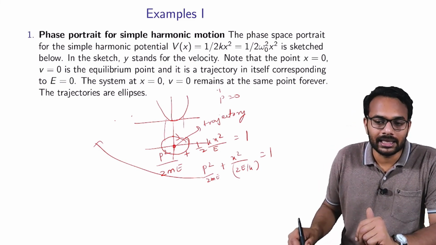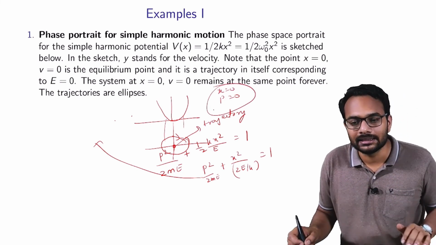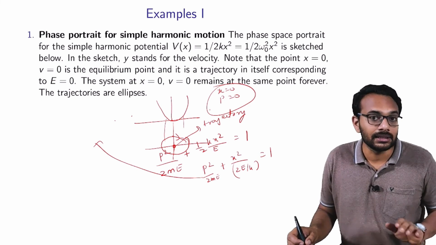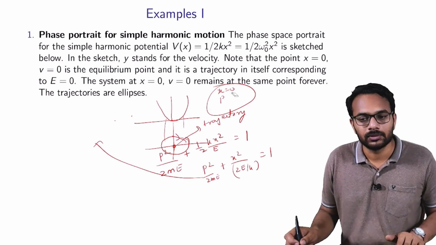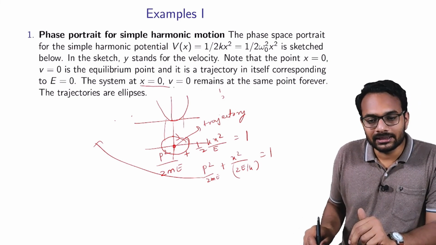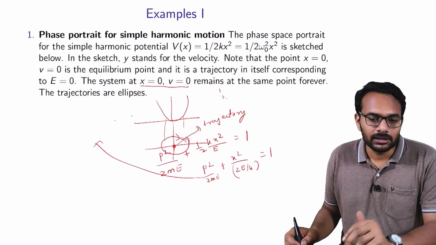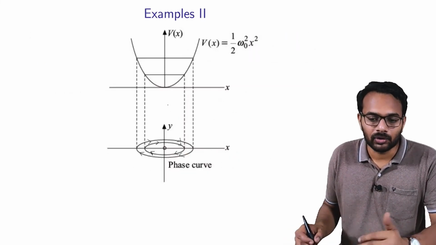P equal to 0 and x equal to 0 corresponds to a particular energy, and it will remain there forever. That's a possible trajectory of the system. The system at x equal to 0, v equal to 0, or p equal to 0 remains at the same point forever. The trajectories are ellipses. I've plotted it here.